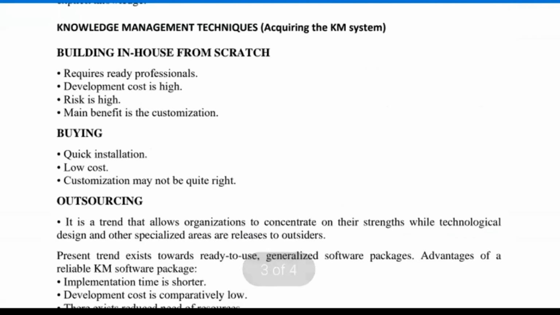Next come the knowledge management techniques, acquiring the knowledge management system. Here there are three possibilities. First is building in-house from scratch. If you are building some software, then the company should have the professionals for it, but the development cost will be high, risk will be high, and that software package may or may not succeed.